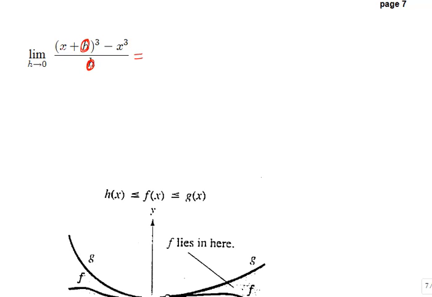And that would leave me with x plus 0, or just x, quantity cubed, minus this x cubed all over 0. And that's obviously going to be a 0 over 0. So we have an indeterminate form. So far our strategies are to factor, or to use a conjugate, or to use a common denominator.